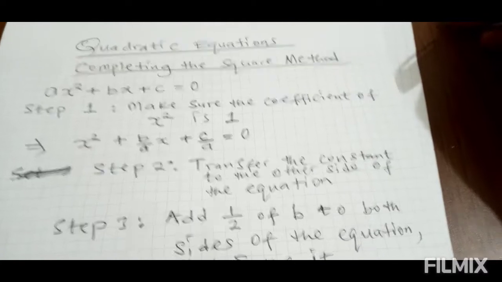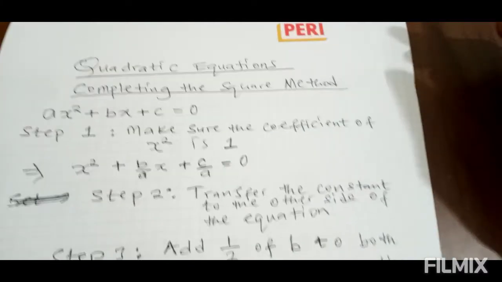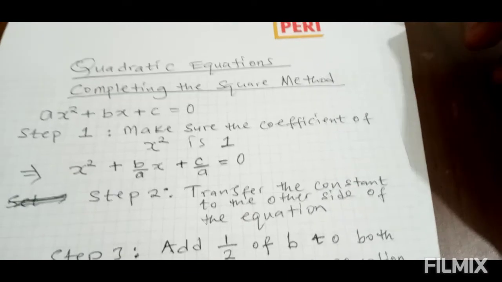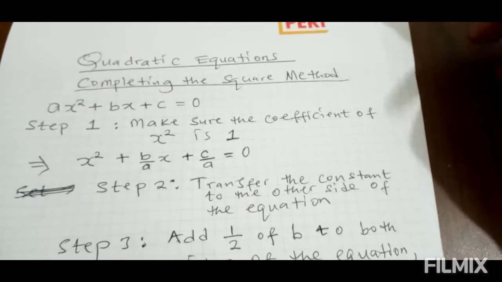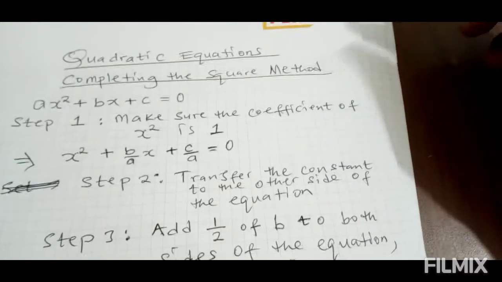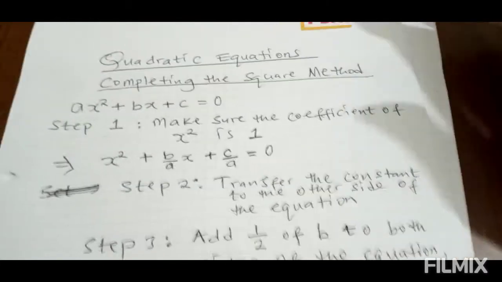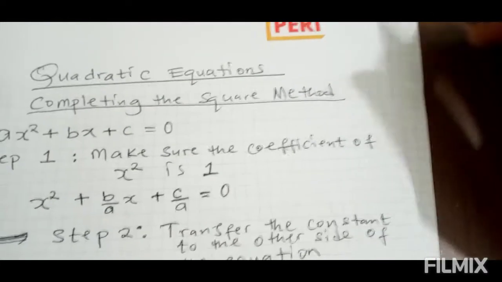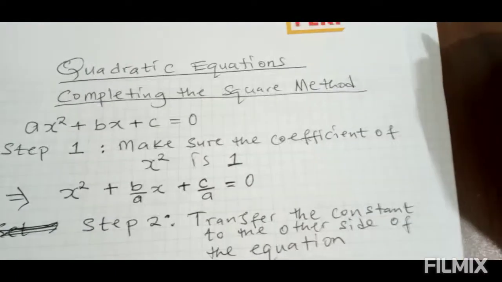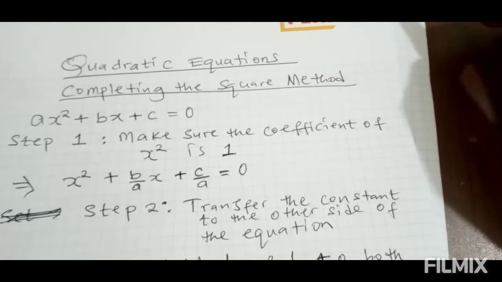So now we continue with quadratic equations. Today we're going to talk about completing the square method. Last time we talked about factorization. Now let's see how we can solve a quadratic equation using completing the square method.